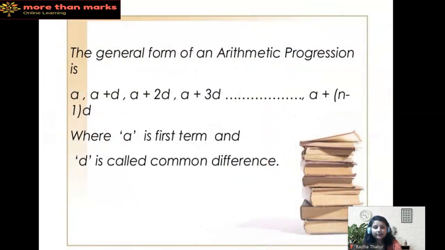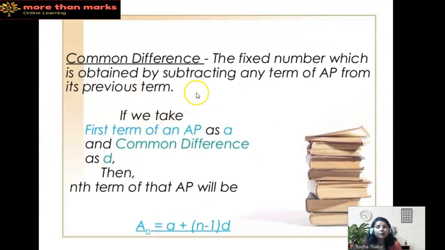So this is the format of the series: A plus D, A plus 2D, A plus 3D, and the last term will be A plus n minus 1 into D. Fine. Common difference is clear to you. What is common difference? That is the difference between consecutive terms, right? So this is your final identity.